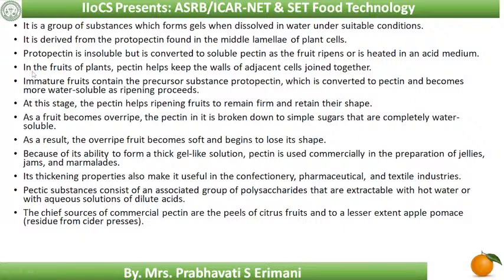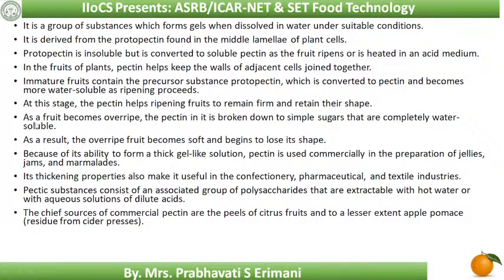So in the fruits of plants, pectin helps keep the walls of adjacent cells joined together. Immature fruits contain the precursor substance protopectin. That will convert to pectin, which is water soluble, as the ripening proceeds. At this stage, pectin helps ripening fruits to remain firm and retain their shape. So pectin maintains the firmness of the skin and all. It is because of the presence of pectin.